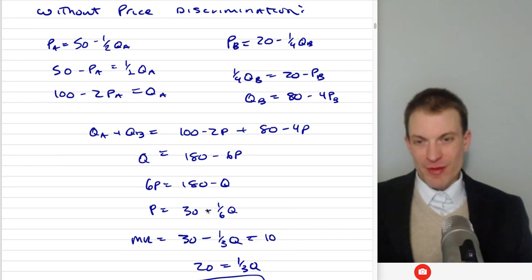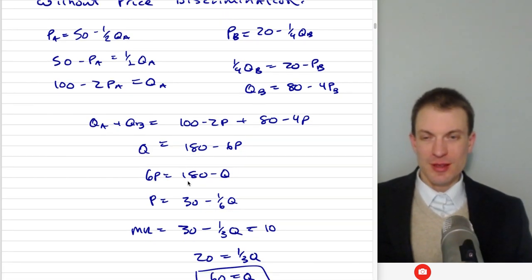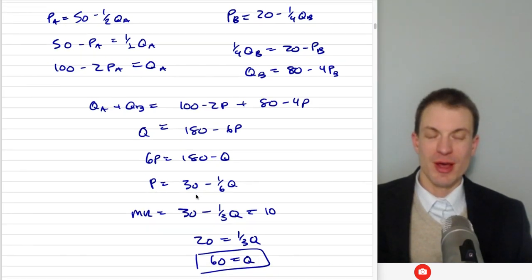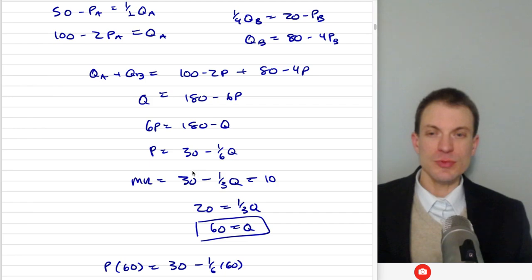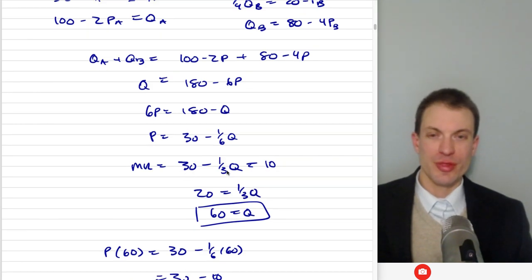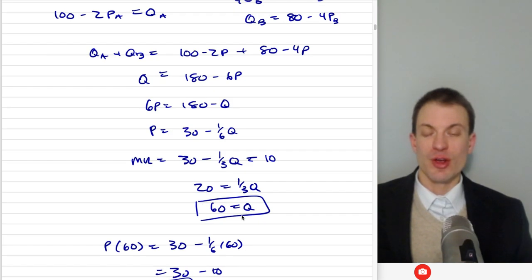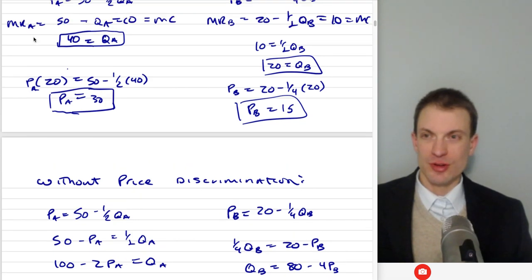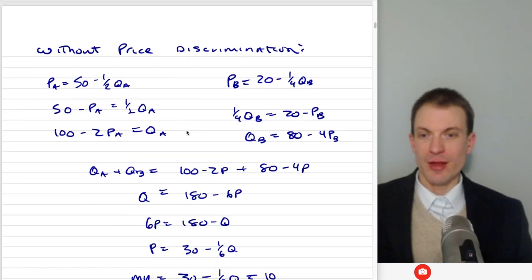Then I'm going to go back and find my inverse demand. 6P equals 180 minus Q, or P is equal to 30 minus 1/6 Q. Marginal revenue is therefore 30 minus 1/3 Q, equal to the same marginal cost of 10. Solving, we find a quantity of 60. We better check that, because when there's no price discrimination, we'll sell a quantity of 60. With linear demand, we must sell the same total quantity with price discrimination. Let's check. 40 plus 20, that's 60. So that's correct.